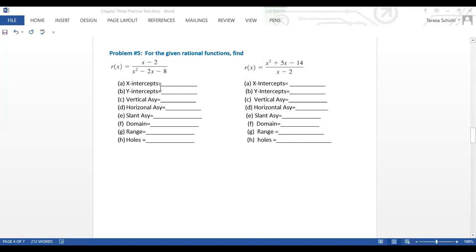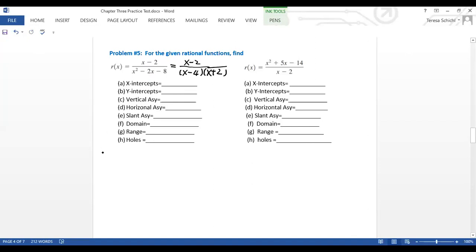Okay, so this is problem number 5. All right, let's start. We have 2 rational functions. First, let's take a look to see if we are able to factor. Here, this one's x minus 2. I think we can factor here, right? This is x minus 4, x plus 4.